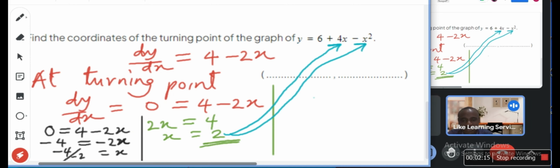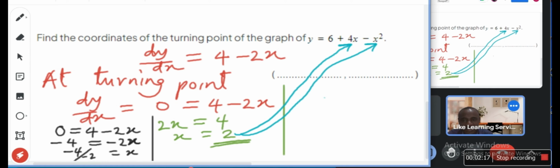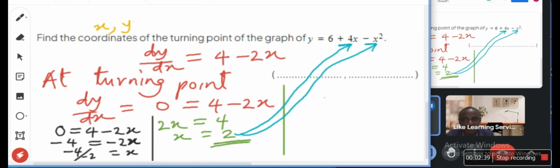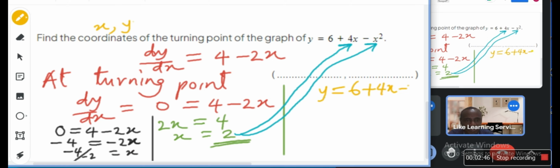Now they are asking us to find the coordinates. And you know, for a coordinate you need to find both the x value and the y value. We found the x value to be 2. What do we do to get the y value? Substitute this x value into this original equation, okay? Yes, sir. So let's go. You know y is equal to this. y is equal to 6 plus 4x minus x squared. The original equation is where you are substituting it.